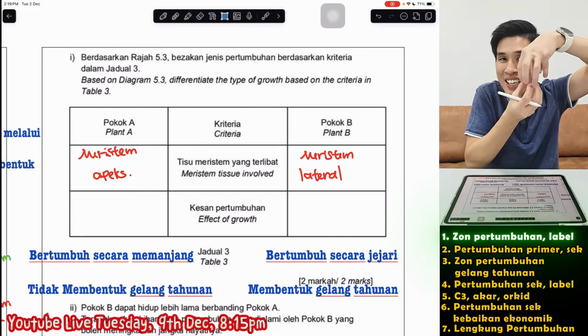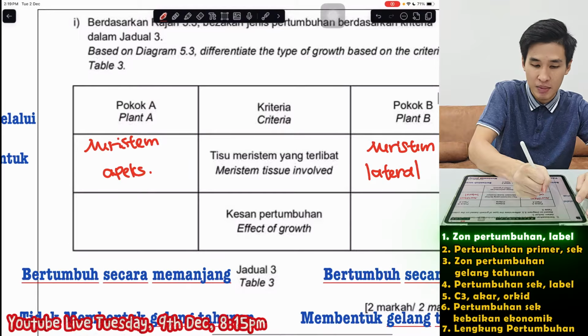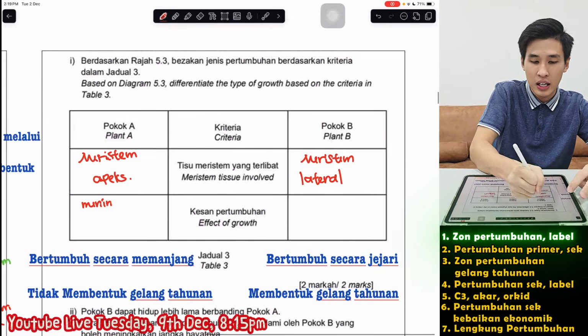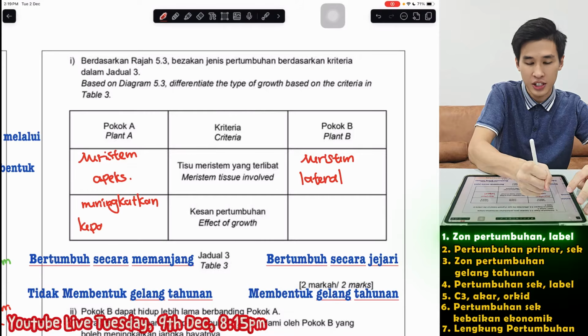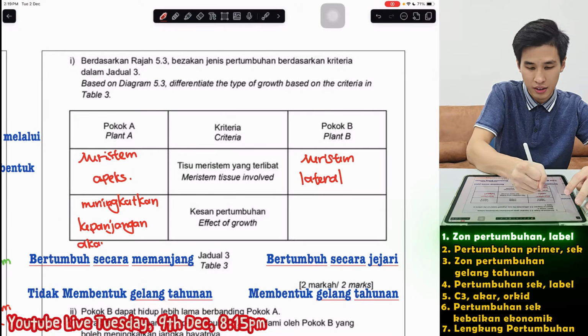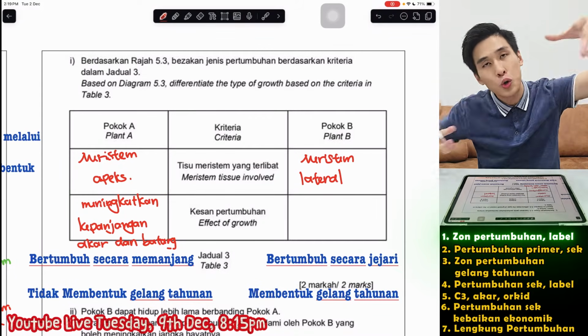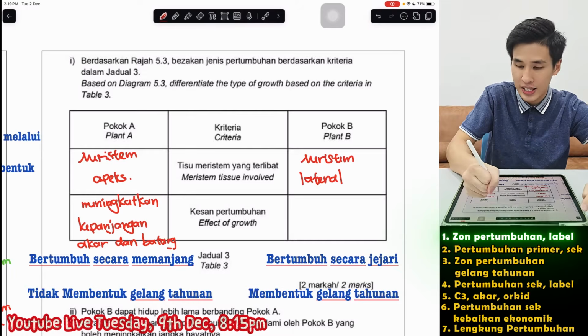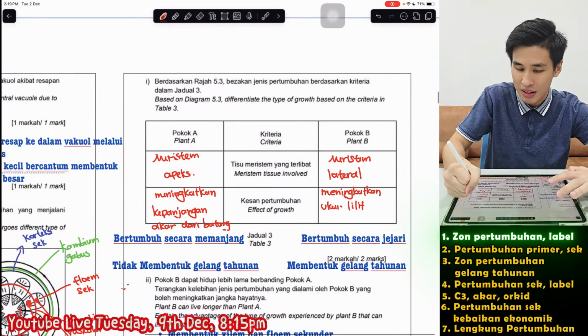So dia akan meningkatkan pemanjangan, it becomes longer, taller. Ya, so kita akan cakap dia meningkatkan kepanjangan of your akar dan batang. This one is meningkatkan, we call it the ukur lilit, also diameter, but ukur lilit would be a better answer. Lilit sama akar dan batang.